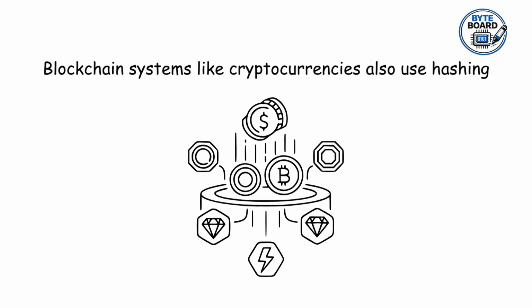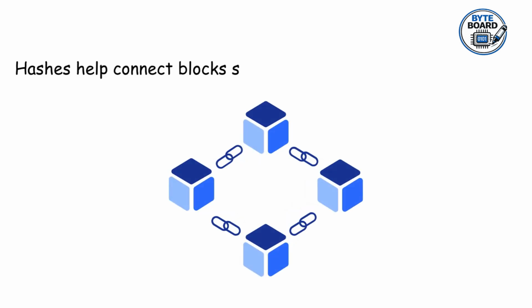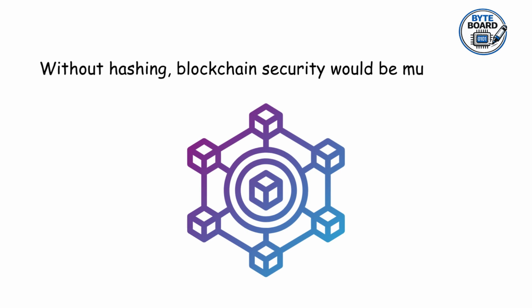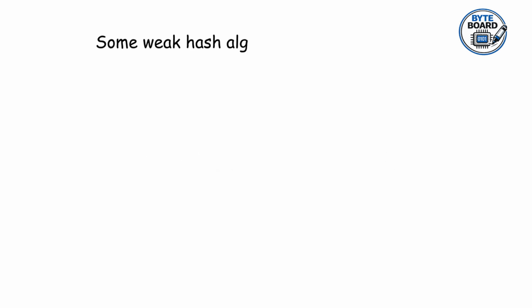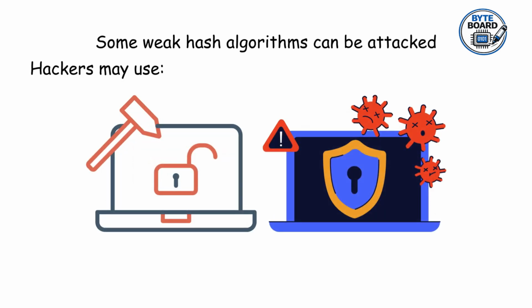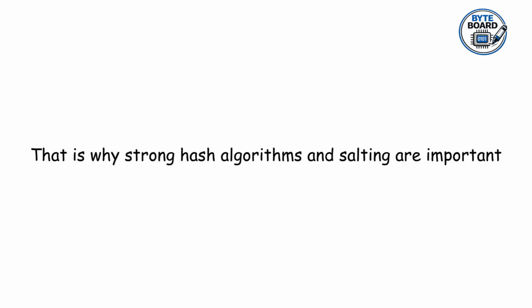Hashing and blockchain. Blockchain systems like cryptocurrencies also use hashing. Hashes help connect blocks securely and protect blockchain data. Without hashing, blockchain security would be much weaker. Can hashes be cracked? Some weak hash algorithms can be attacked. Hackers may use brute force attacks, dictionary attacks, rainbow tables. That is why strong hash algorithms and salting are important.